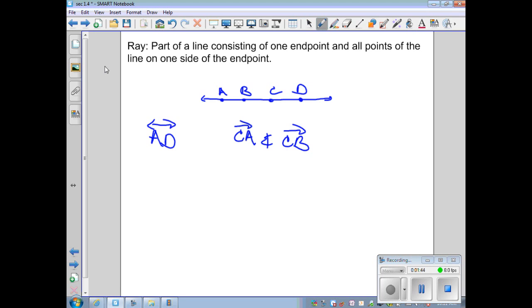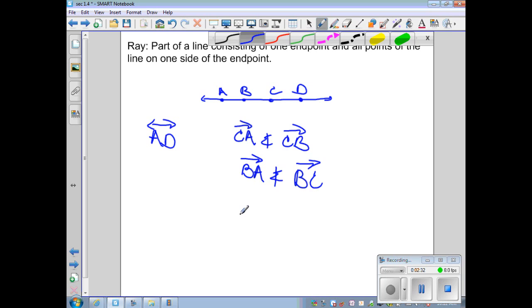Let's take a look at another set of rays. For example, ray BA and ray BC. They have the same endpoint, but BA goes to the left and BC goes to the right. Therefore, they do not have the same set of points. Therefore, these rays are not the same. Another ray that is the same as ray BC would be ray BD.